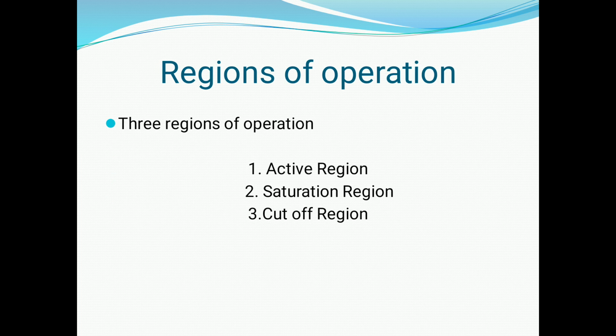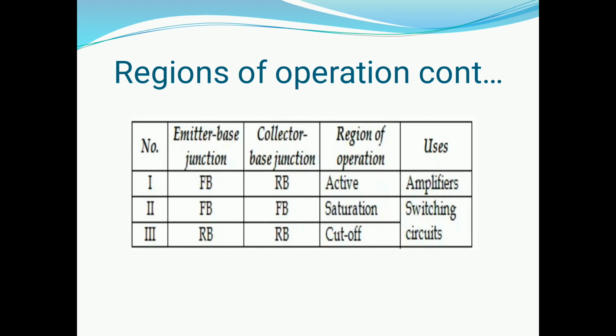Next, move to the regions of operation. There are three regions of operation. First one is active region, second one is saturation region and the third one is cutoff region. We know that there are two junctions in the transistor. One is emitter-base junction and the second one is collector-base junction. Look at the table. In the first column we have emitter-base junction and the second column we have collector-base junction. The third column indicates region of operation.